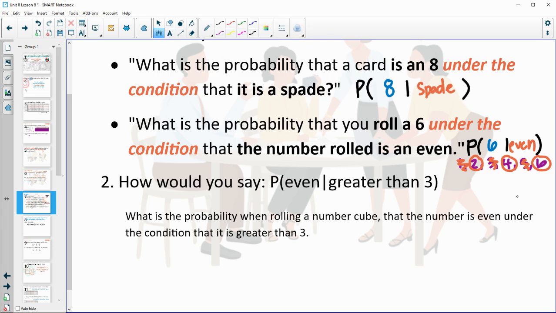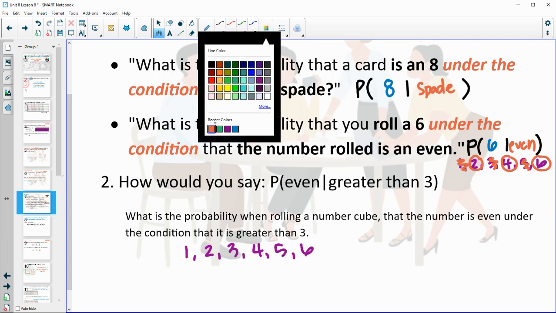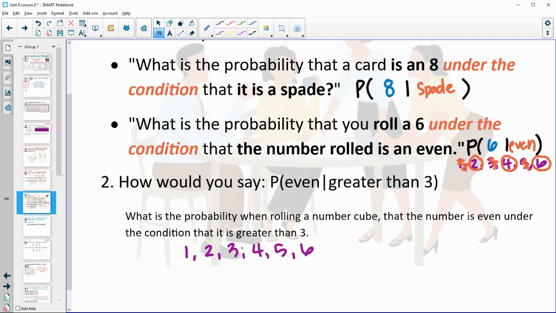Similar to this last one, if we wanted to think about this, we know that we've got the numbers 1, 2, 3, 4, 5, and 6. If we know that our number is already greater than 3, so not equal to 3, then what's the chance that it's even?